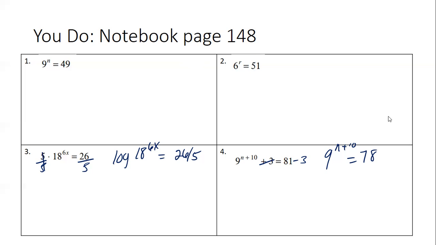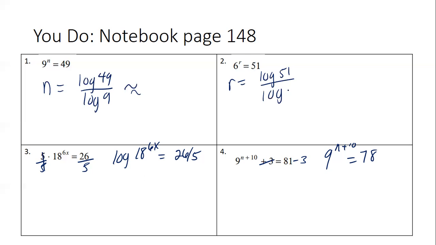All right, so let's see what we did. On the first one, just quickly, you would have n equals log of 49 divided by log of 9. Agreed? And then you plug that in. On the second one, r would equal log of 51 divided by log of 6. Yes? All right, so those two went fairly quickly.